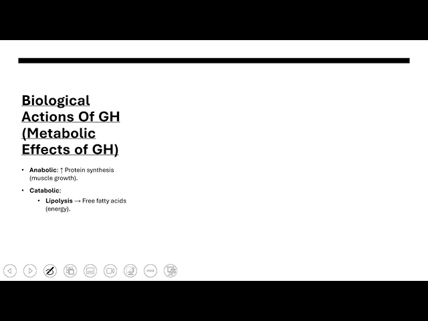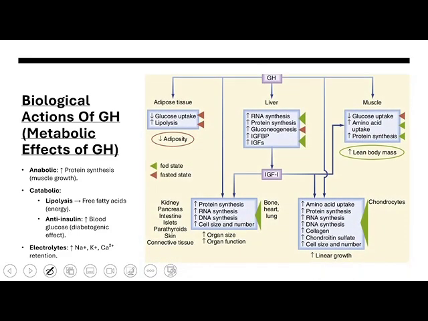And for the energy demand for the ATP, the lipolysis is done and the glucose intake is also reduced. That is, growth hormone shows the diabetogenic effect, that is anti-insulin effect, that means that will increase the blood glucose. And next, there is increased retention of sodium, potassium and calcium as well. And here you can see the growth hormone as well as insulin-like growth factors are doing various activities for the growth and the development of the body and the tissues.